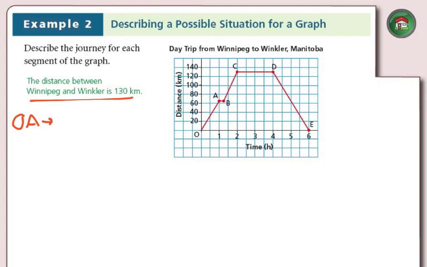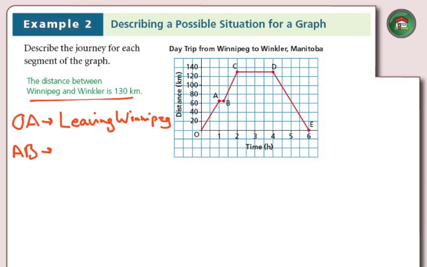First section from O to A, something that would make sense would be leaving Winnipeg. Now, O to A lasted 1 hour, so that would likely be highway driving.